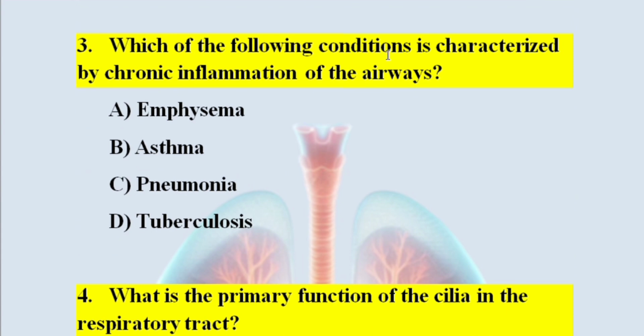Which of the following conditions is characterized by chronic inflammation of the airways? Alpha, emphysema, beta, asthma, Charlie, pneumonia, delta, tuberculosis. So here the right option is asthma.